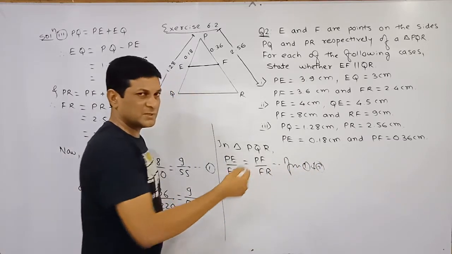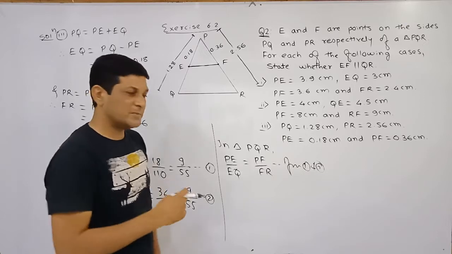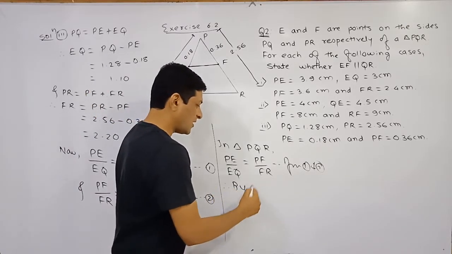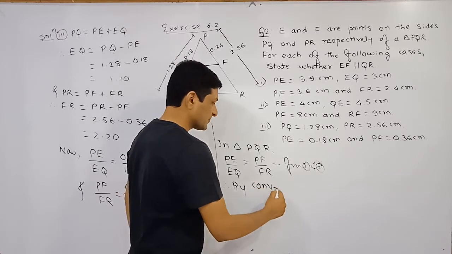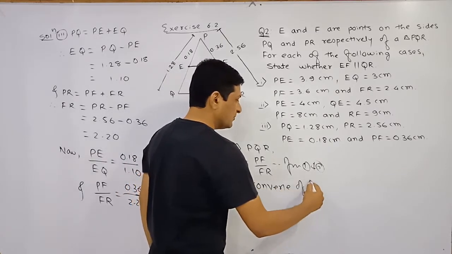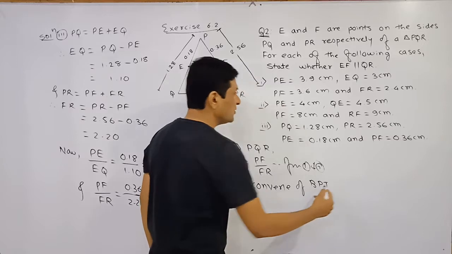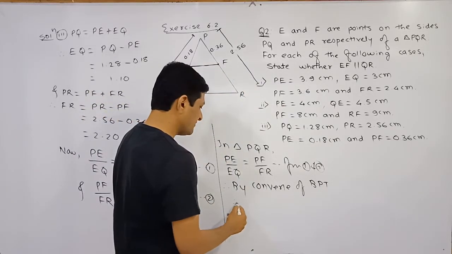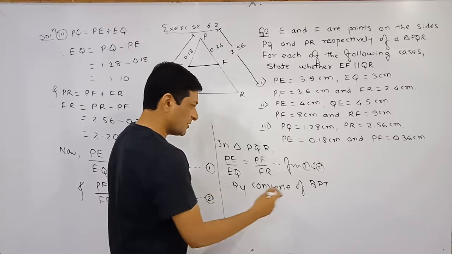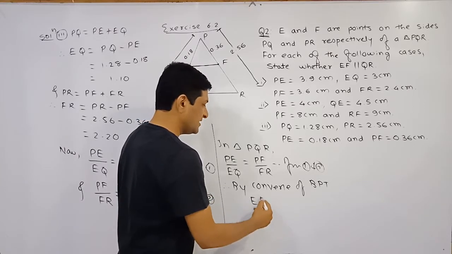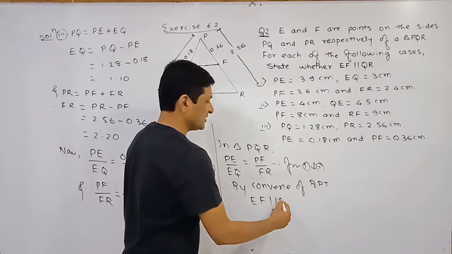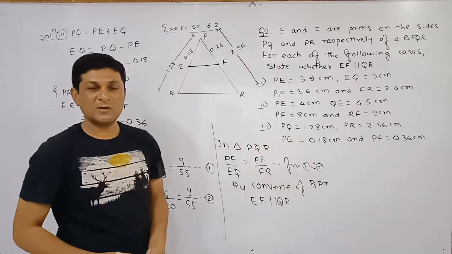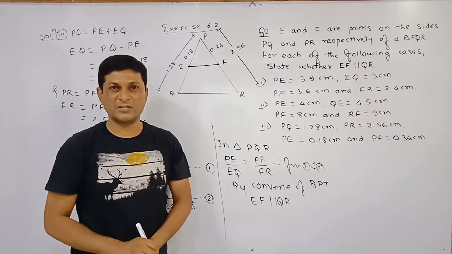And since the ratios are equal, the converse of the basic proportionality theorem says that, therefore by converse of BPT, what is our conclusion? EF is parallel to which segment? QR. So in this way, we have solved all the three examples from question number 3.